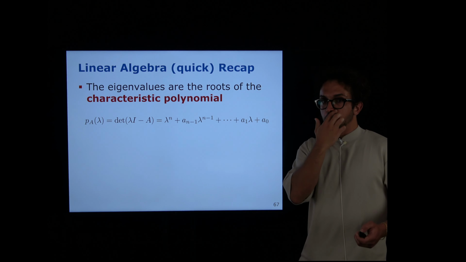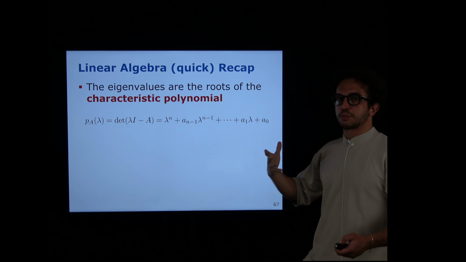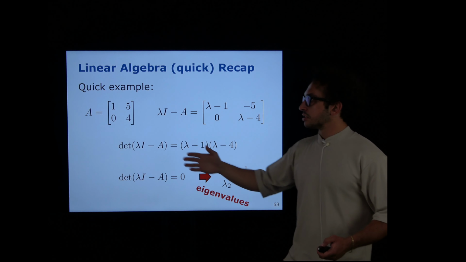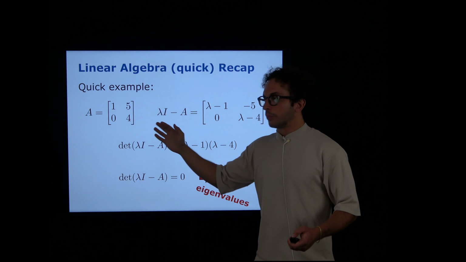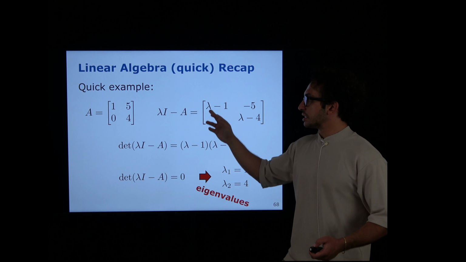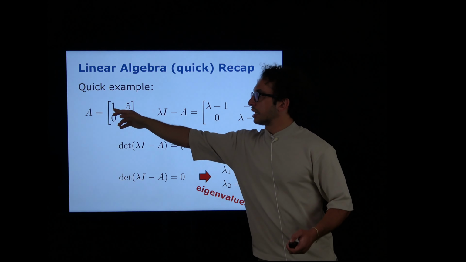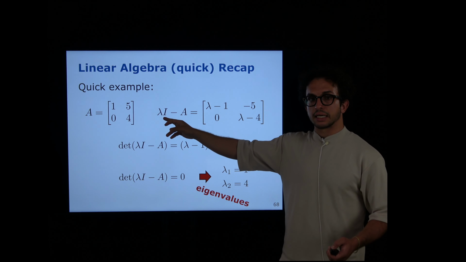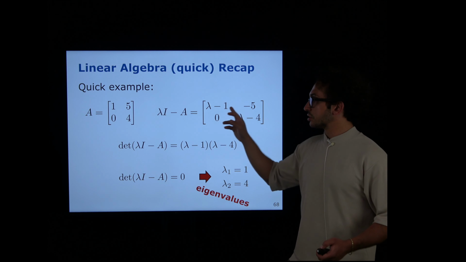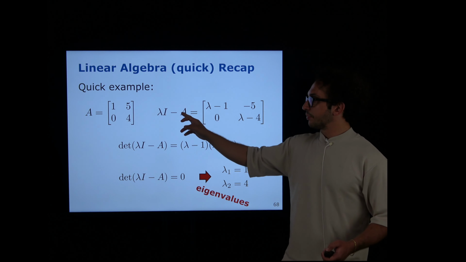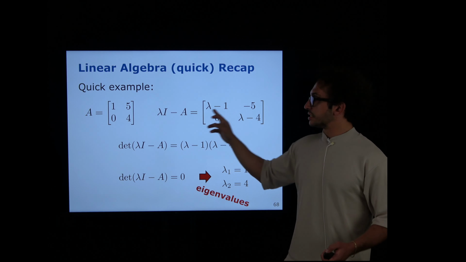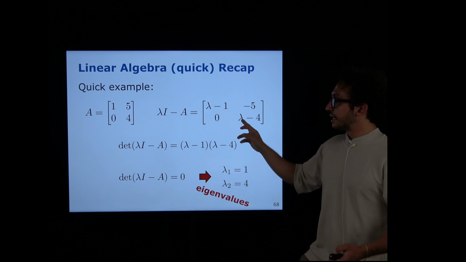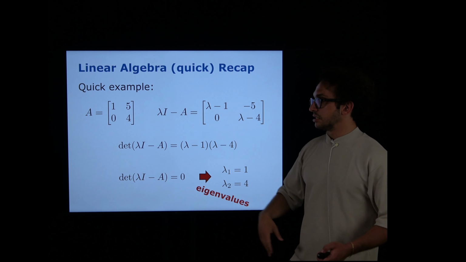We can see a very quick example of this to grasp the concept behind it. We have a matrix, we compute our λI minus A, which is lambda minus 1, because it's minus A here, then minus 5, because this λI, as I said, is a diagonal matrix, so it does not impact this, but A is still reversed in sign, so it is minus 5, and then lambda minus 4 here, and this stays 0.